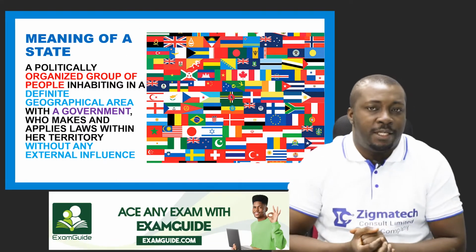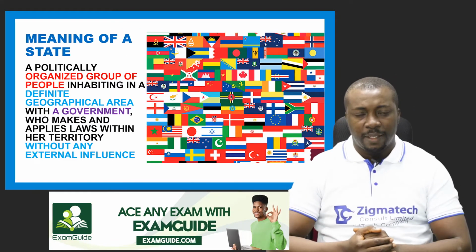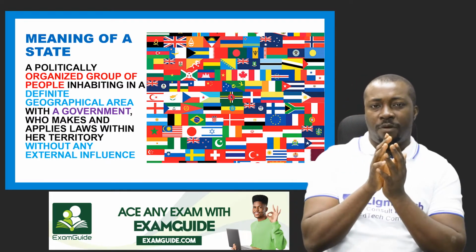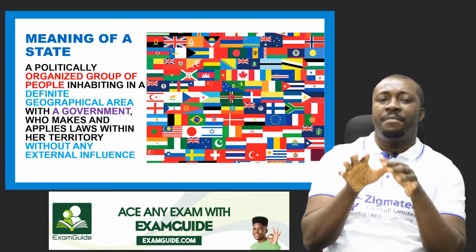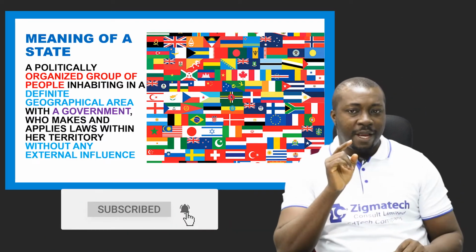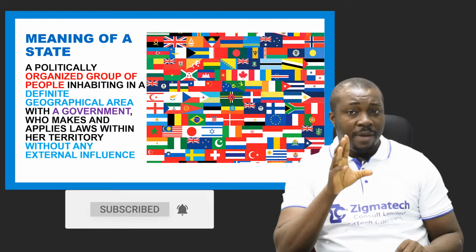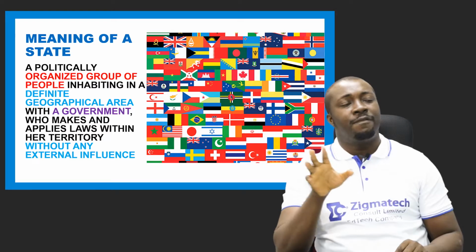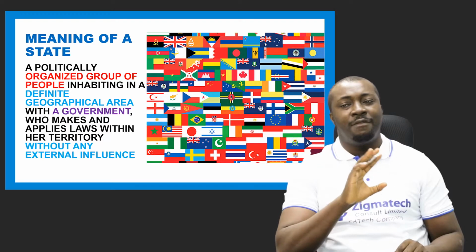Now, what is a state? Meaning of a state. A state is a politically organized group of people inhabiting or living in a defined or definite geographical area with a government who makes and applies laws within a territory without any form of external influence.